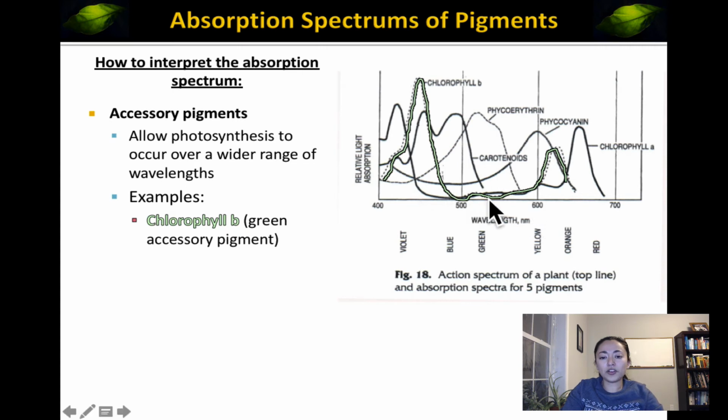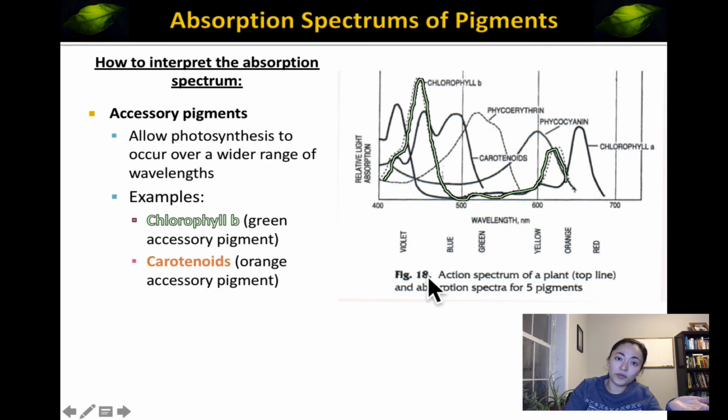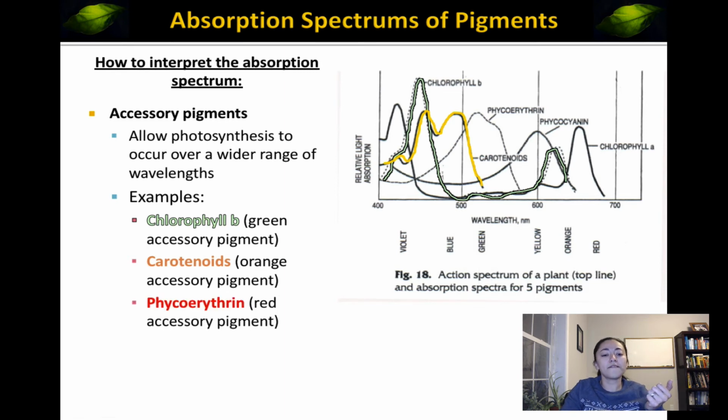And it's not very good at absorbing greenish yellow light, which is why chlorophyll B looks like a greenish yellow color. Carotenoids cannot absorb yellow, orange, or red light, which is why they appear orange. However, they can absorb some bluish green light, which allows photosynthesis to happen over that range a little bit.